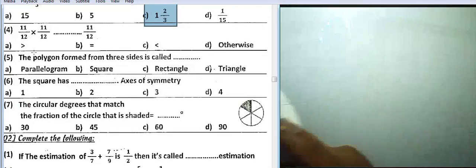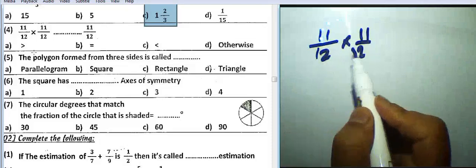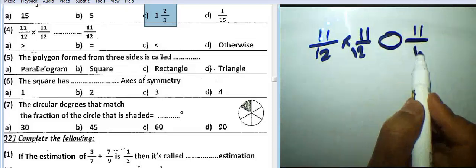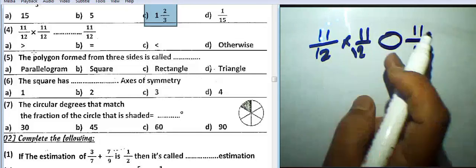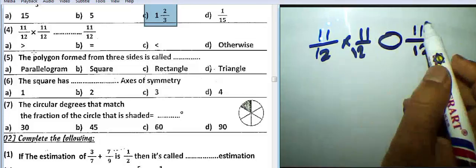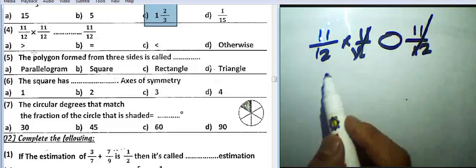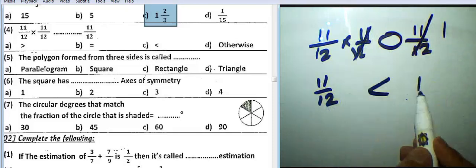11 over 12 times 11 over 12, space 11 over 12. We know 11 over 12 is greater than a fraction times itself because we can cancel 11 over 12 by 11 over 12. The result will be here 1, and 1 is greater than 11 over 12. You can cancel 11 over 12 by 11 over 12, then 11 over 12 is less than 1. You must choose less than.